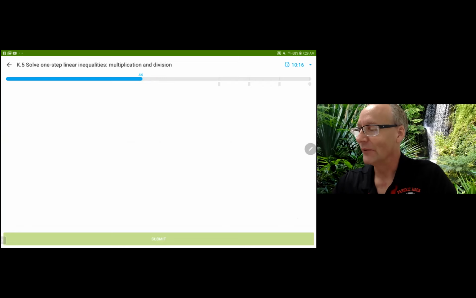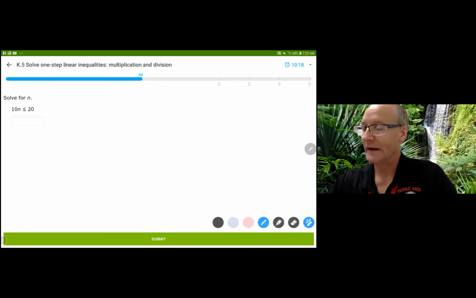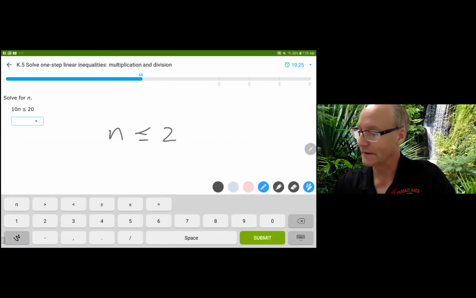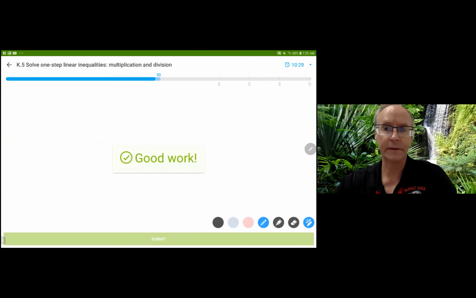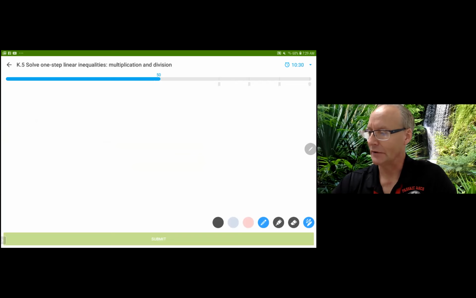Okay, so here we go. I'm going to divide by 10 on both sides, and I'm going to have n is less than or equal to 2. And I'm going to write it the right way this time. N is less than or equal to 2. And we're going to get moving here. If I get another negative, I'm going to go ahead and test it.